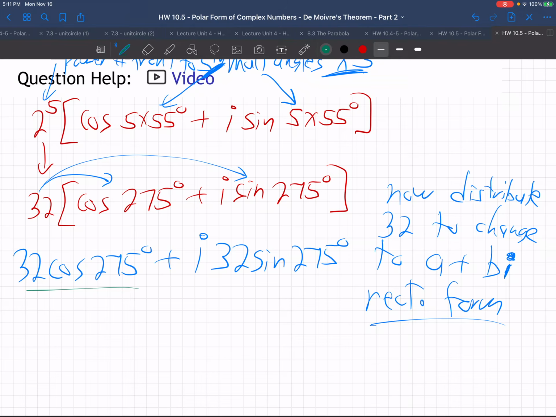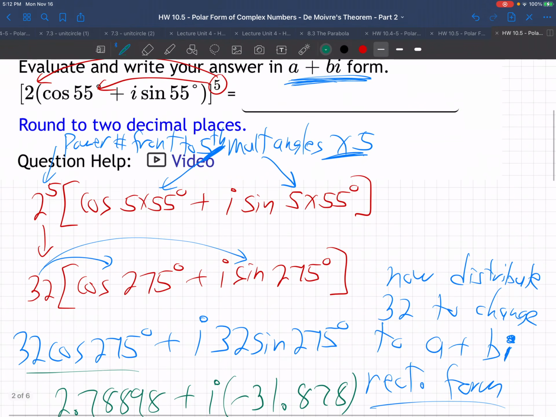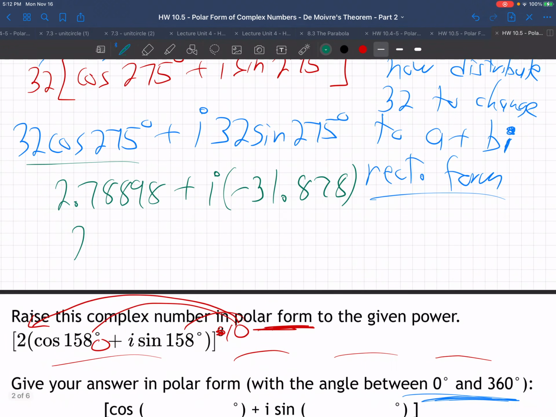Okay. Hit the buttons on the calculator. Make sure you're in degree mode. We're doing a lot of changing of modes these days. 32 times the cosine of 275, I'm getting 2.78898, plus i times 32 times sine of 275, which is negative 31.878. How far do they want me to round again? Two places. So that'll be 2.79 minus 31.88i. There we go.